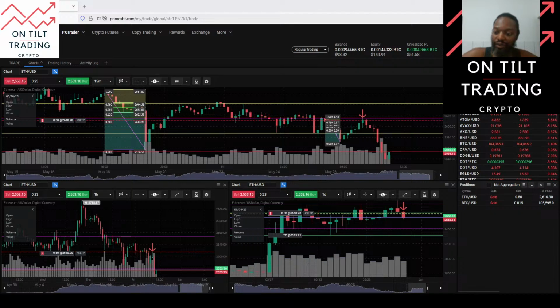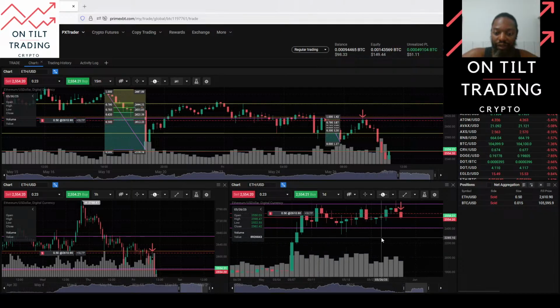So this is what I'm seeing on Ethereum today. Selling is definitely looking weak on the daily chart, and I am targeting this low down here to take profit. We'll see if we can have a market structure shift here on the daily on Ethereum.